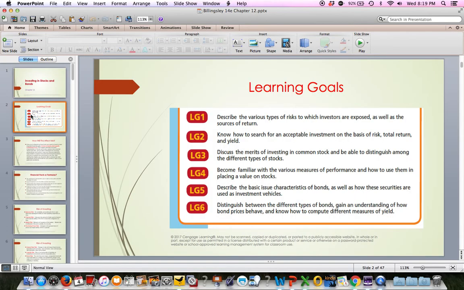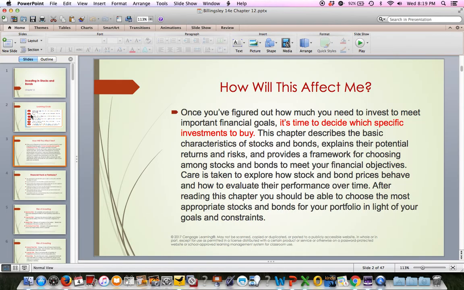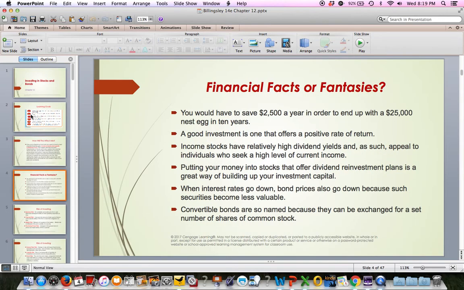You can see here what the learning goals will be about this chapter. And how will this affect me? Of course, part of your financial goals is deciding what specific investments for you to buy, and that's what this chapter is about. And I'll let you look at those on your own.